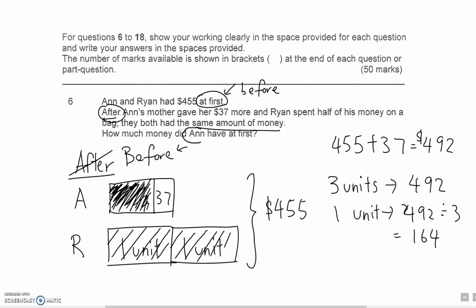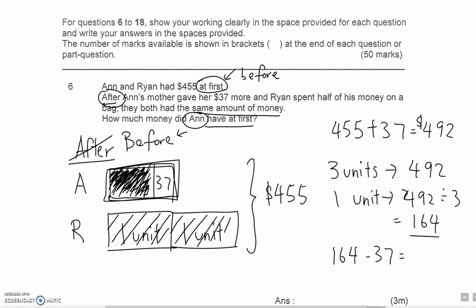The question is asking how much money did Anne have at first. Now, Anne is only this shaded portion. Remember, the 164 is a proper unit, which consists of the whole entire unit here. So to find out what exactly that shaded part is, we have to take 164 minus away the $37, which was the $37 the mom gave her. You will have the answer $127.